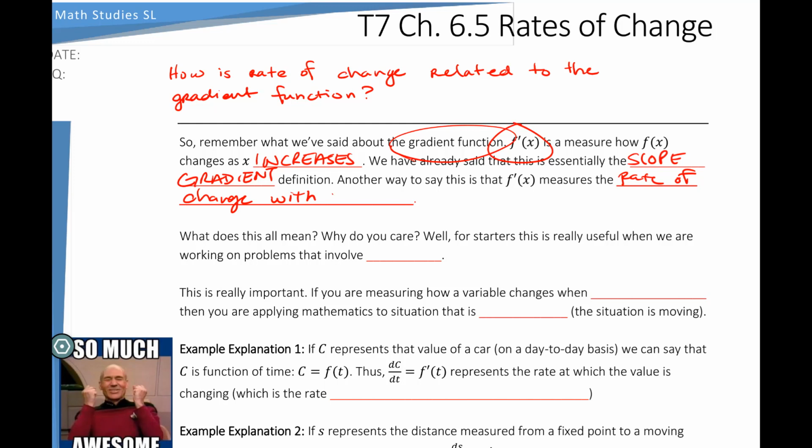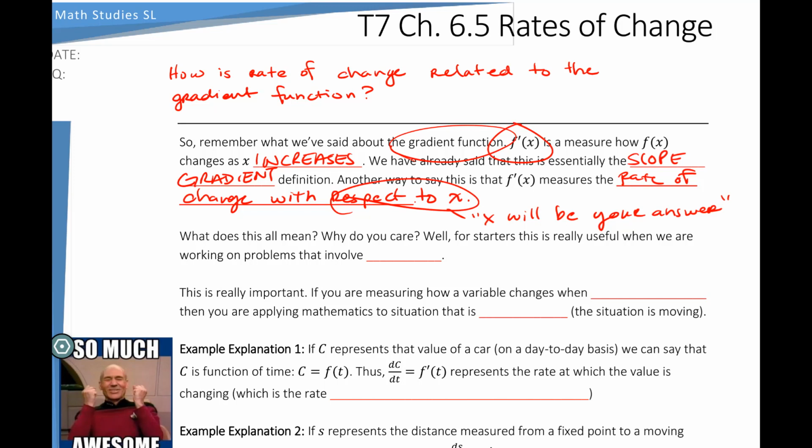with respect to x. And this respect to x nomenclature here, this is really just a fancy way of saying x will be in your answer somewhere. So don't be too intimidated by that language.